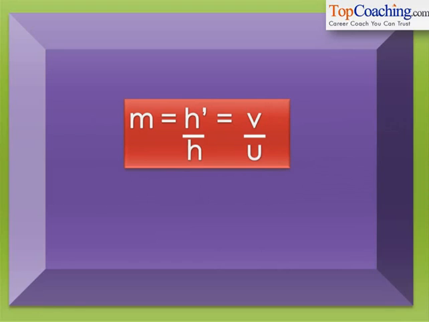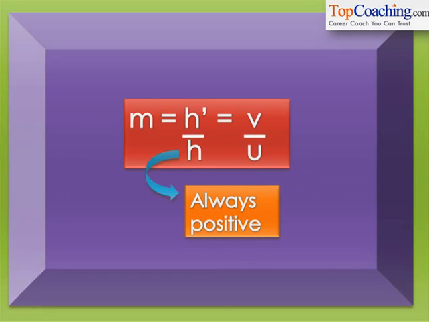You see, magnification is h dash by h, image height by object height, that is v by u. Now h is always taken to be positive because the object is always assumed to be erect. Therefore, when the image is inverted, the magnification is negative, and when the image is erect, the magnification is positive, isn't it?